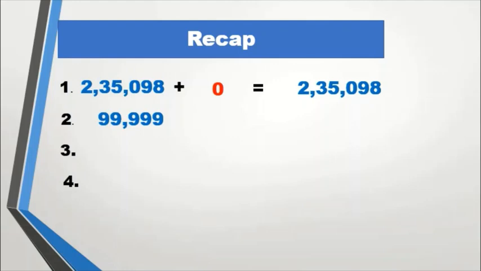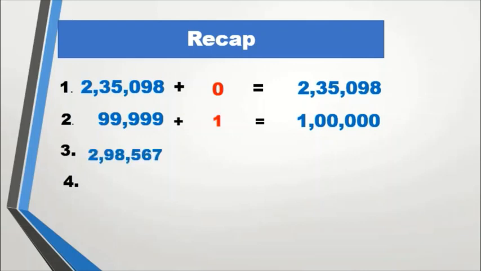Now let us see the second one. What should we add to 99,999 to get the sum as 1 lakh? And 1 lakh is the successor of 99,999. So what is the missing number here, children? You are right, it is 1.